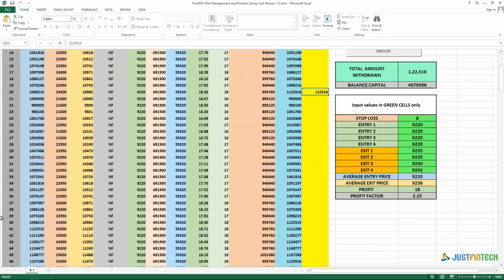Again on the 40th trade you can again withdraw the profits. So again, 1 lakh 22,515. You are again withdrawing.